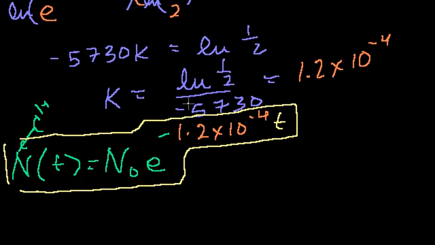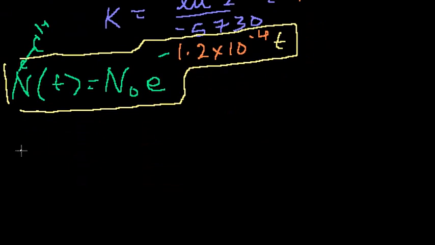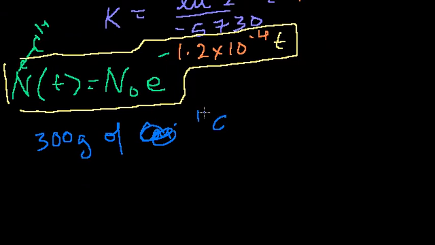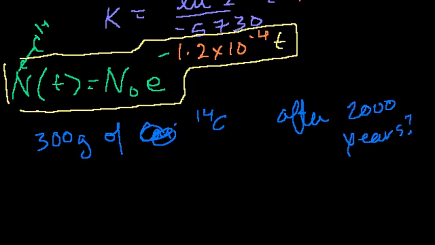So let's use this to solve a problem. Let's say that I start off with 300 grams of carbon-14, and I want to know how much do I have after 2,000 years. How much do I have?